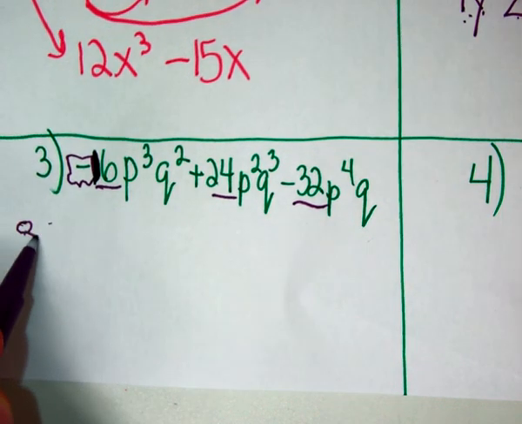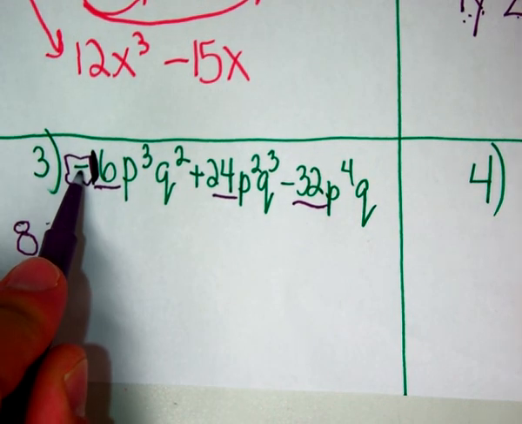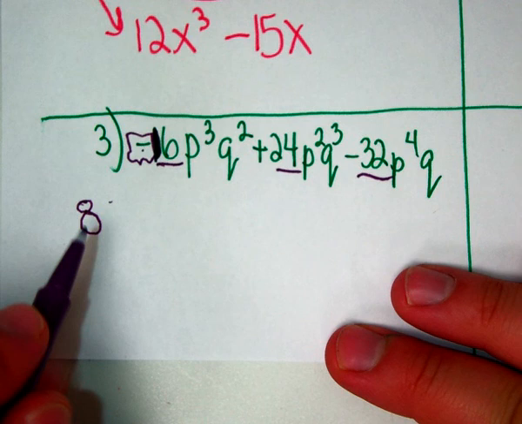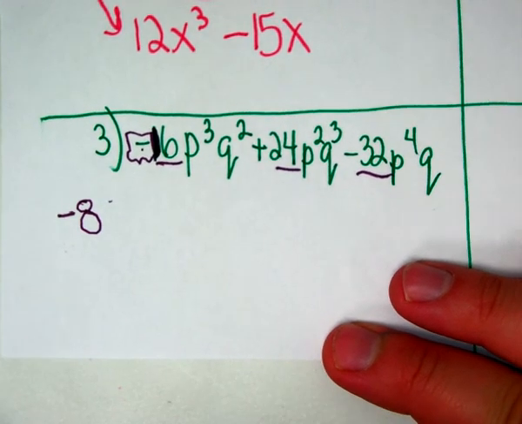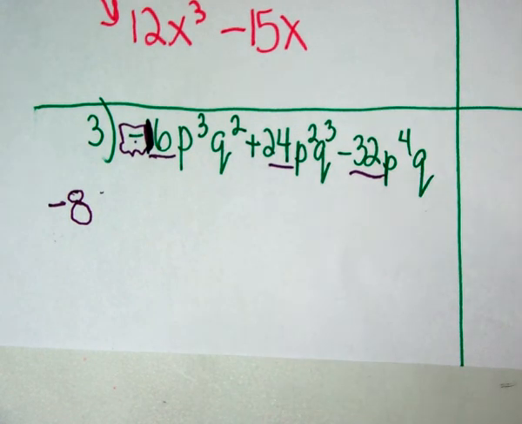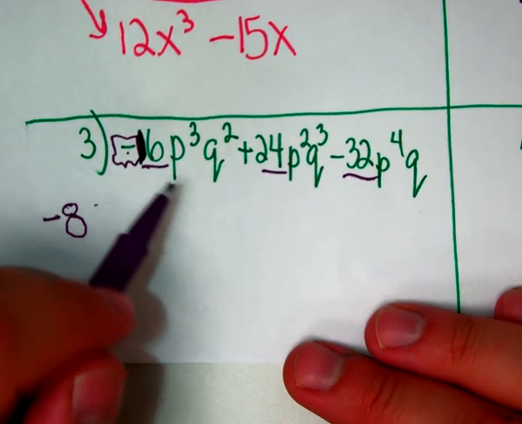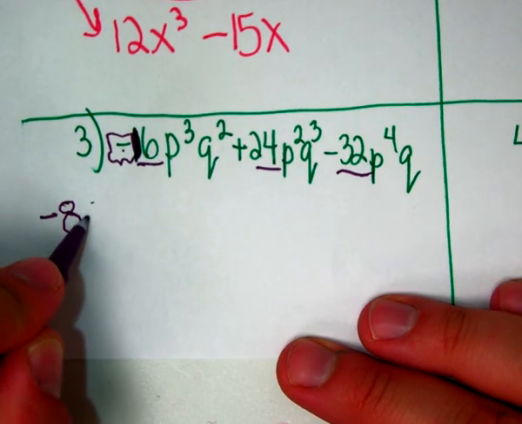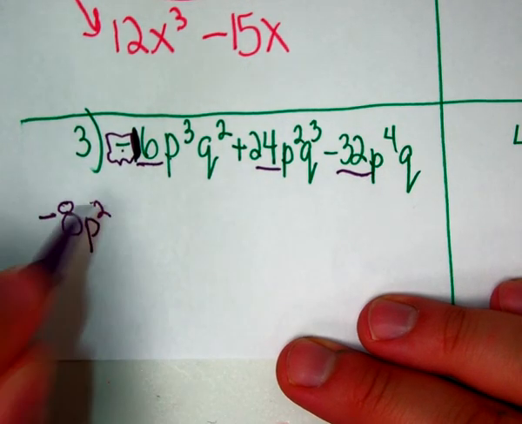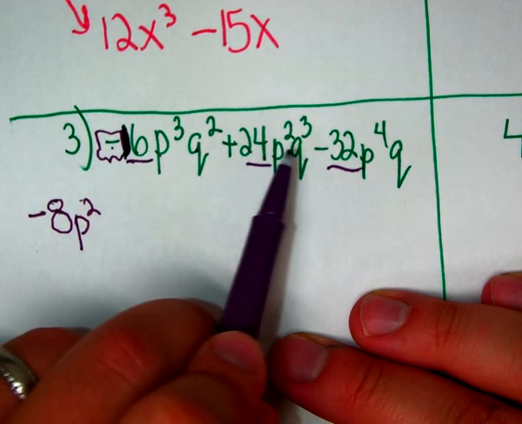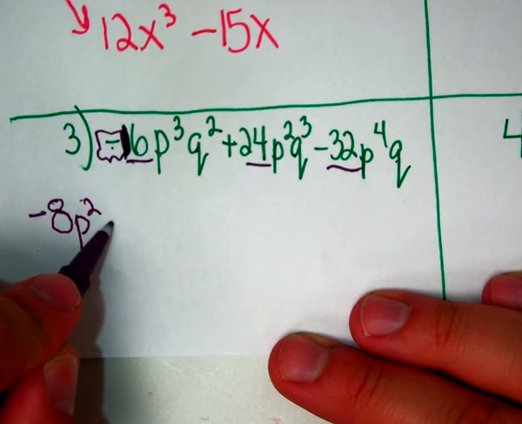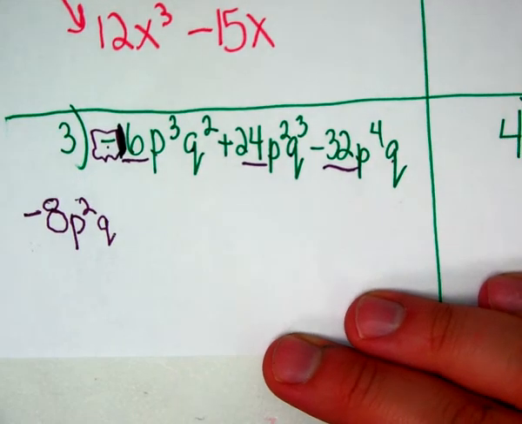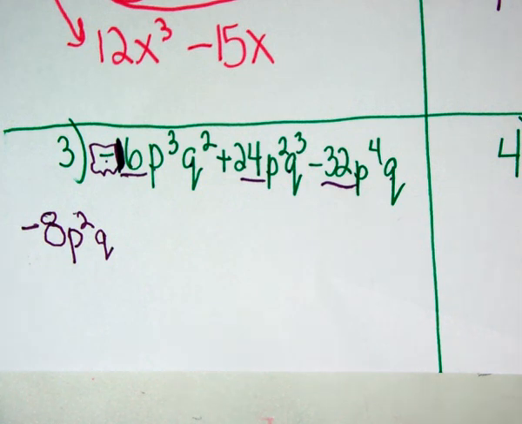Now, because the leading coefficient is negative, we have to extract a negative, factor it out. So looking at the other values that are here, let's keep going. P cubed, P squared, and P to the fourth, the most that they have in common is only P squared. Q squared, Q to the third, and Q, the most they have in common is only Q. Hopefully you've seen the pattern here that the most variables they could ever have in common is the smallest of all of them.